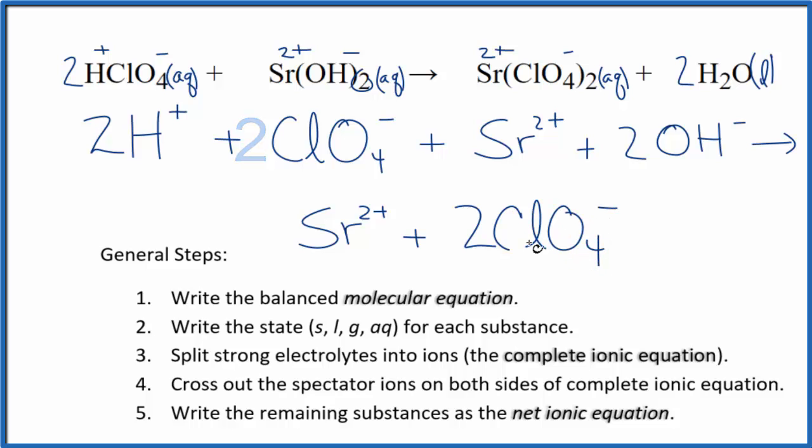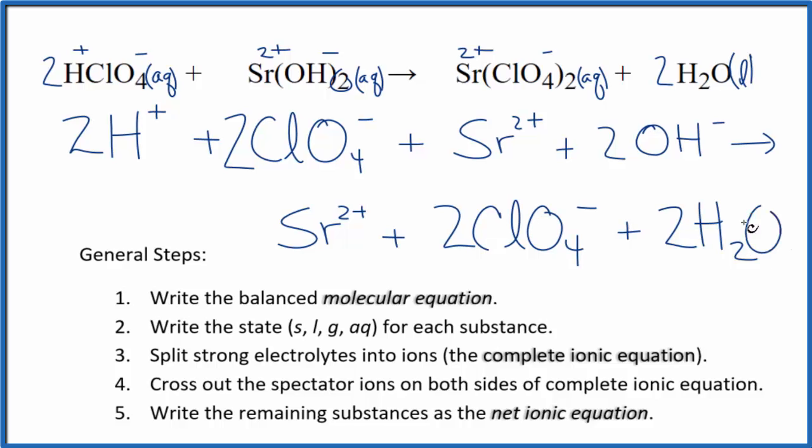And I note right now, when I see these 2 here, I only had 1 up here. I forgot to have this 2 go to the whole thing. So I had my 2 hydrogen ions, but I also have 2 perchlorate ions. So I need to have a coefficient of 2 there. Then we have water. We don't split water apart in net ionic equations. So this is the complete ionic equation.